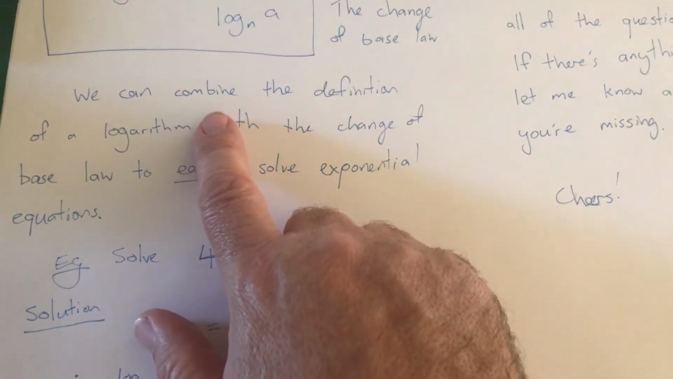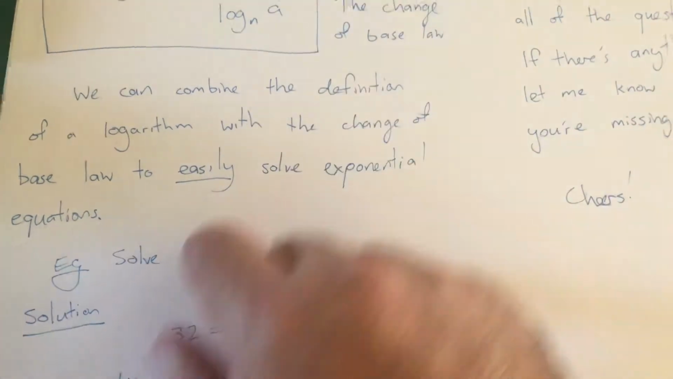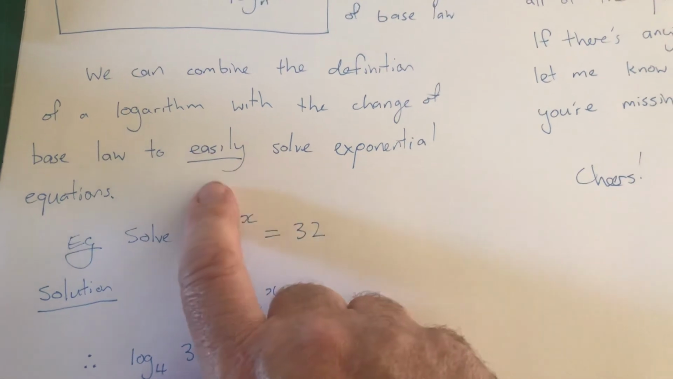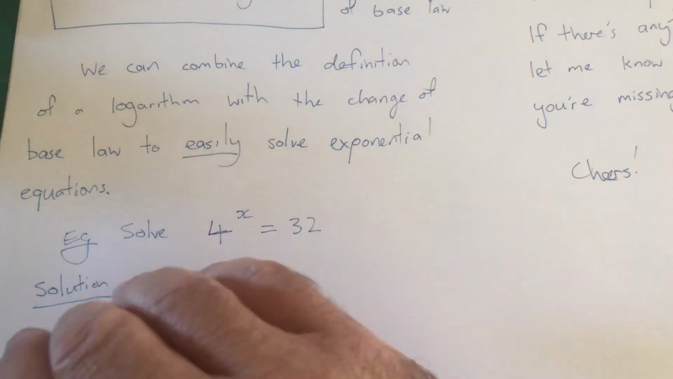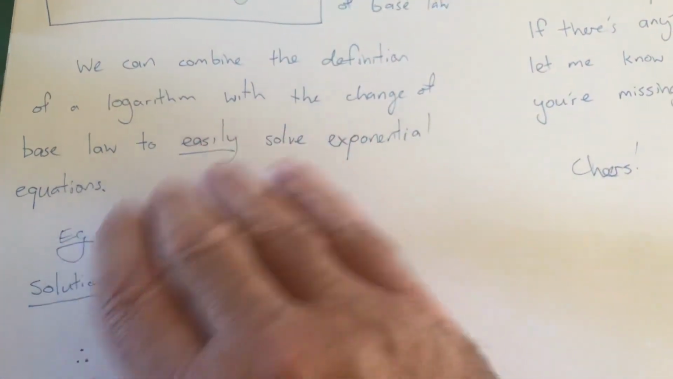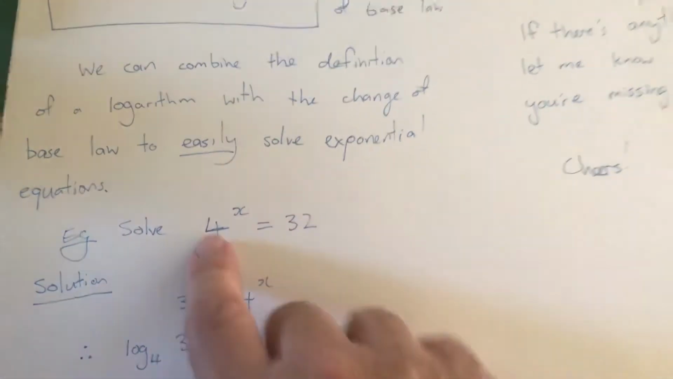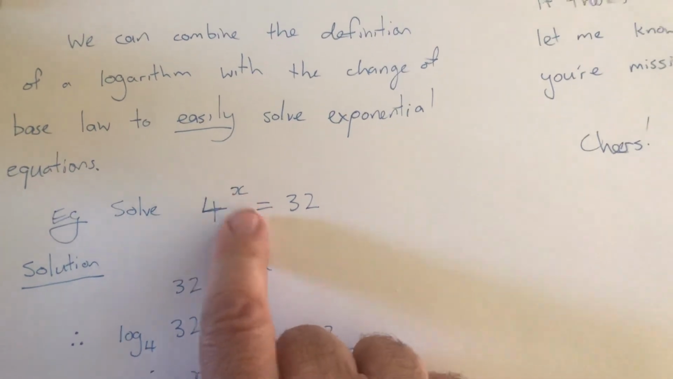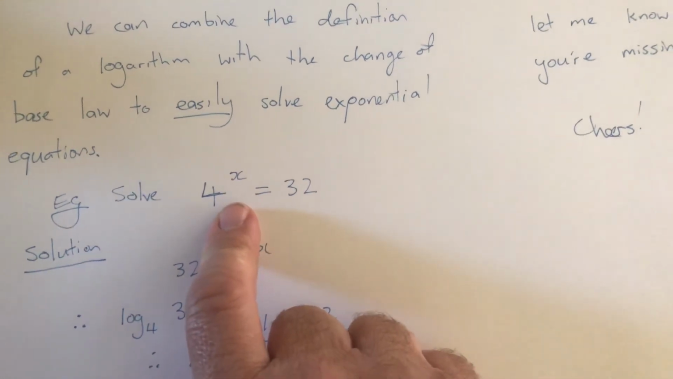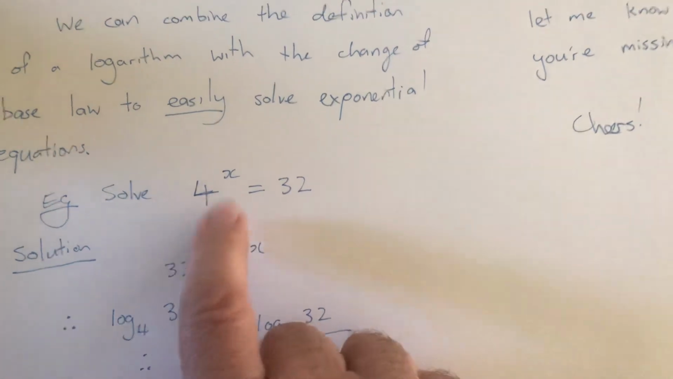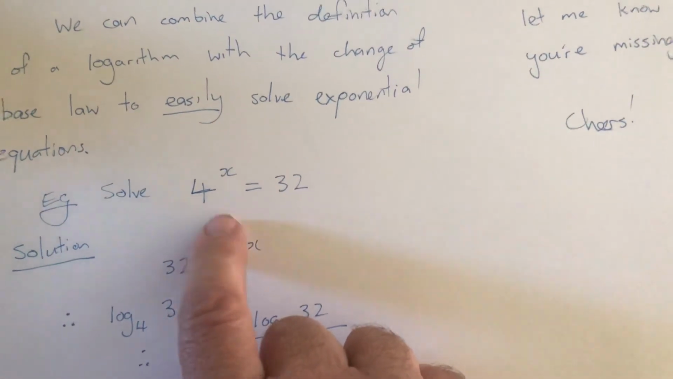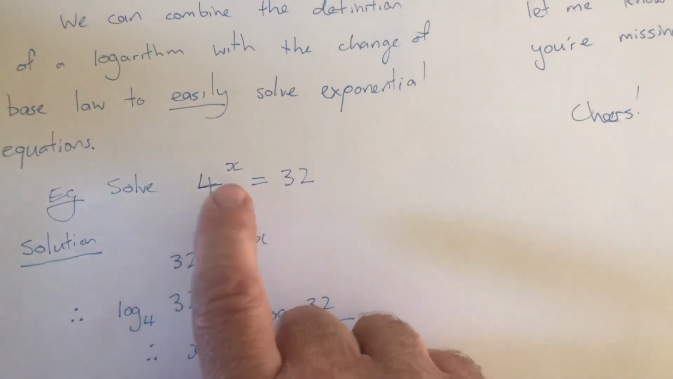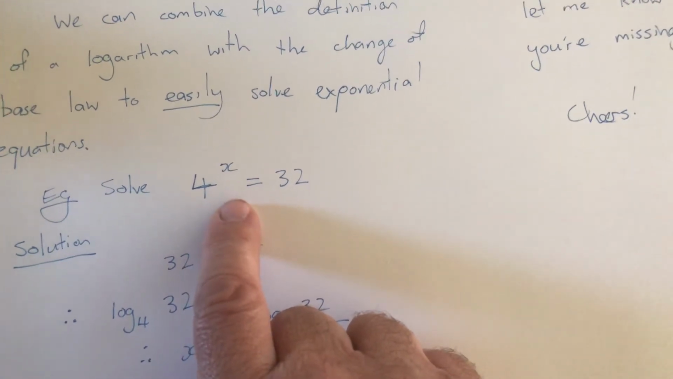Okay, so we can combine the definition of a log that we saw above with the change of base law to easily solve exponential equations. Now you're probably thinking, Obeid, you totally lost me here. How is any of this easily solving equations? Well, have a look at this example. I've got 4 to the power of x equals 32. It's hard to work out what number you've got to raise 4 to the power of to get 32. This is a tricky question. Most of you year 10 kids would be stumped at this question. But let's see if we can combine what we've already learned to do this.